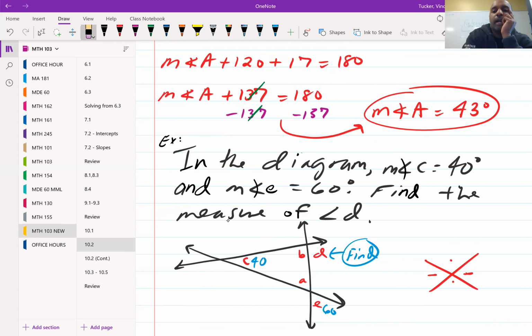So here they give us this diagram and tell us that the measure for angle C is 40 degrees, measure for angle E is 60 degrees, find the measure of angle D. So it tells us to find the measure of angle D, but in order to do that, we're going to have to find A and B as well. So we just need to find all the angles.